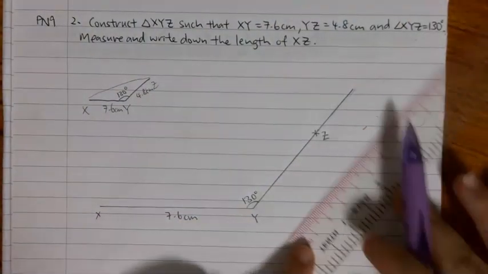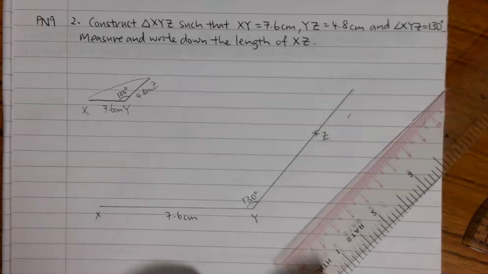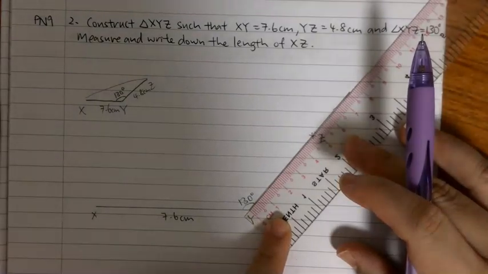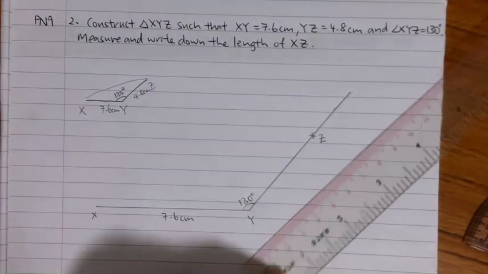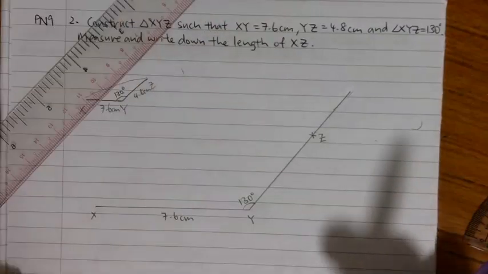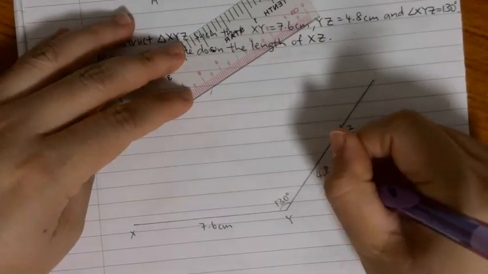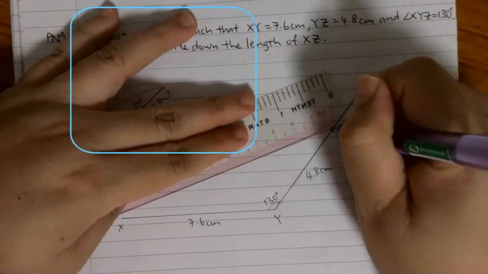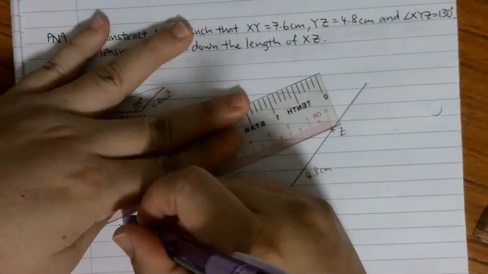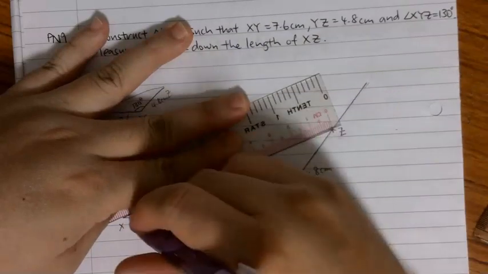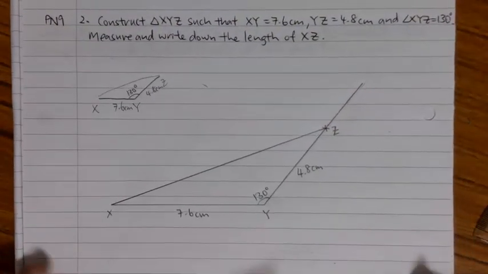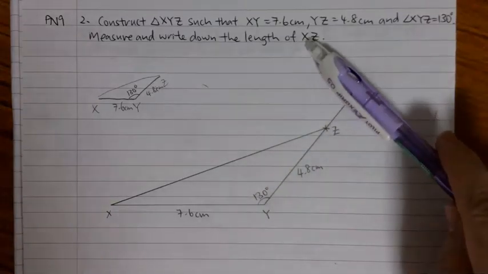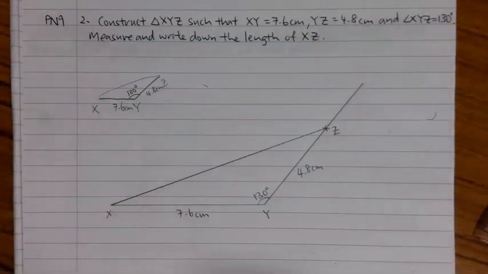Now, another way, other than measuring and drawing out, you can also use the compass to draw the arc out for 4.8. But in this case, because I know that it's lying on this line, then I can just measure it out. So I need to complete the triangle. So I am done with the drawing, the construction of triangle XYZ. Then I'll go on to complete the last part, measure and write down the length of XZ.